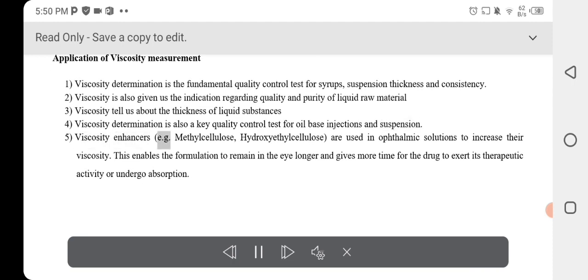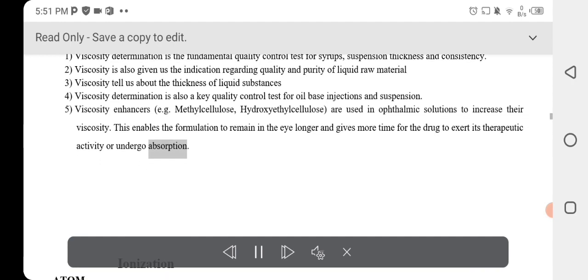Viscosity enhancers, e.g. methylcellulose and hydroxyethylcellulose, are used in ophthalmic solutions to increase their viscosity. This enables the formulation to remain in the eye longer and gives more time for the drug to exert its therapeutic activity or undergo absorption.